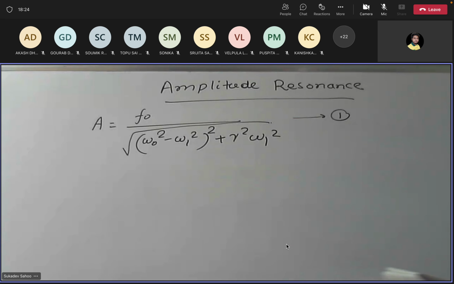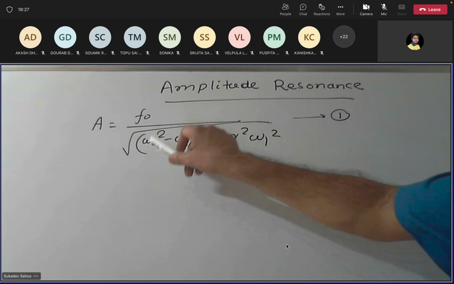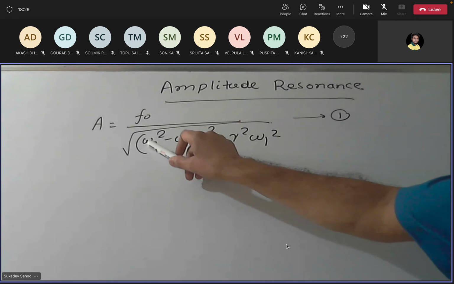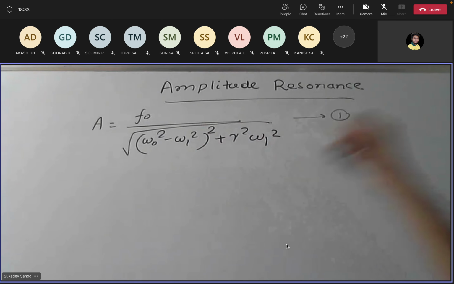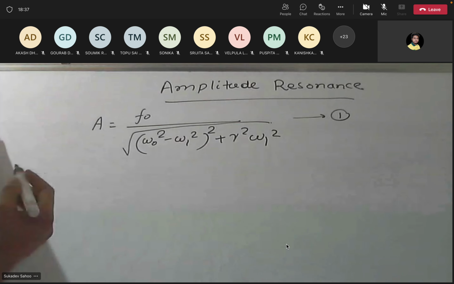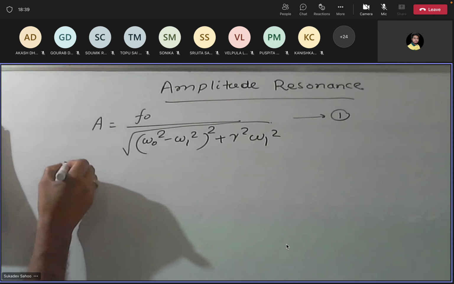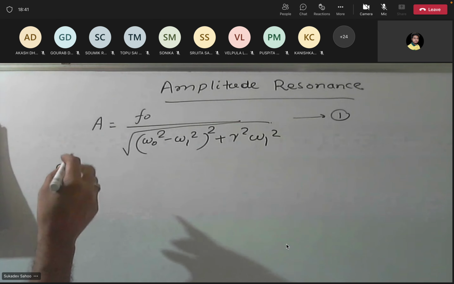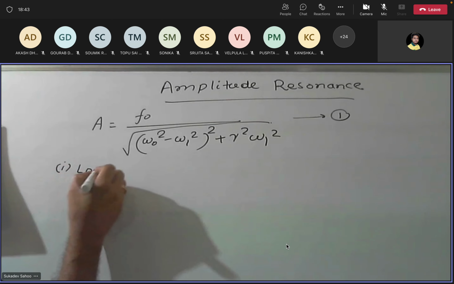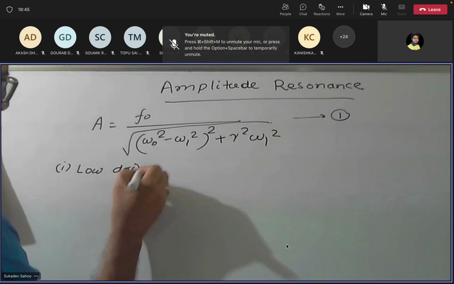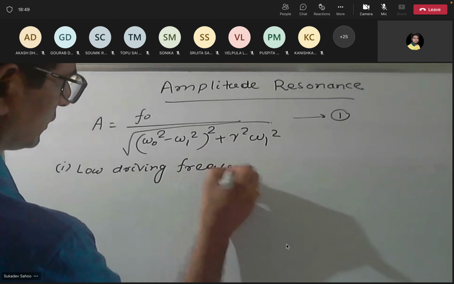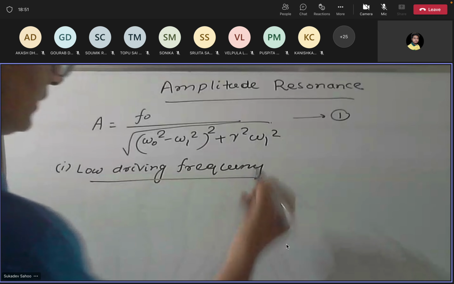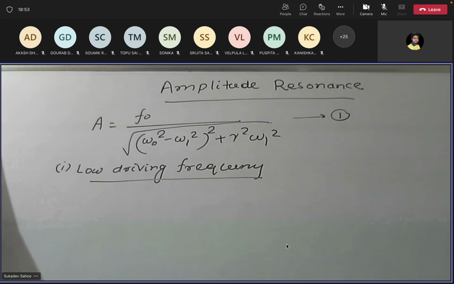So you will see that here the amplitude depends upon omega 0, which is the angular frequency and is constant, then omega 1 and gamma. Now we will consider different cases. Case 1, that is low driving frequency. At low driving frequency, what will happen? Well, the frequency is very low.